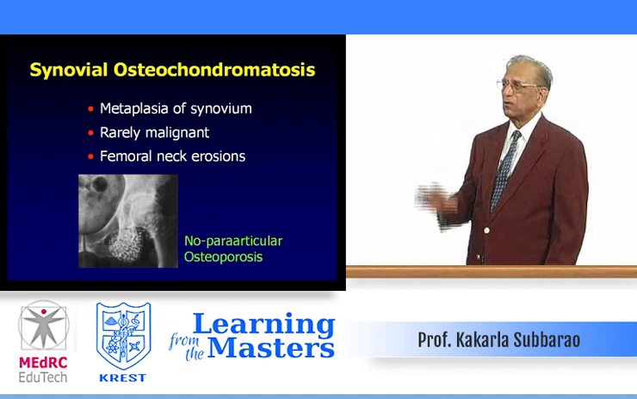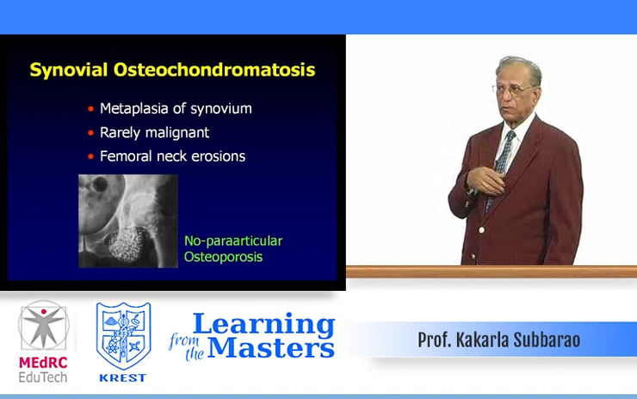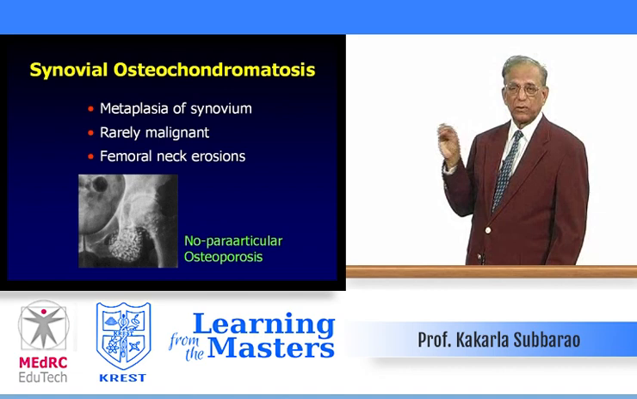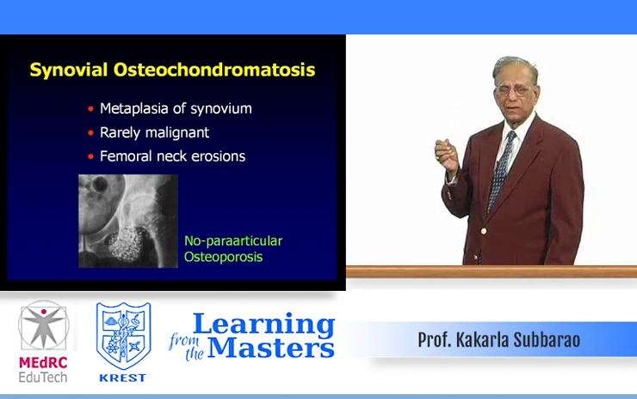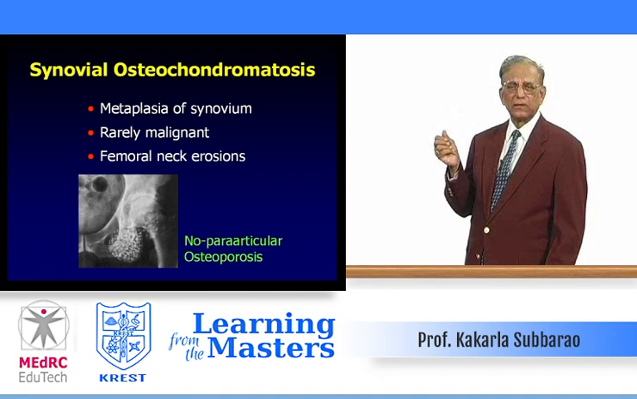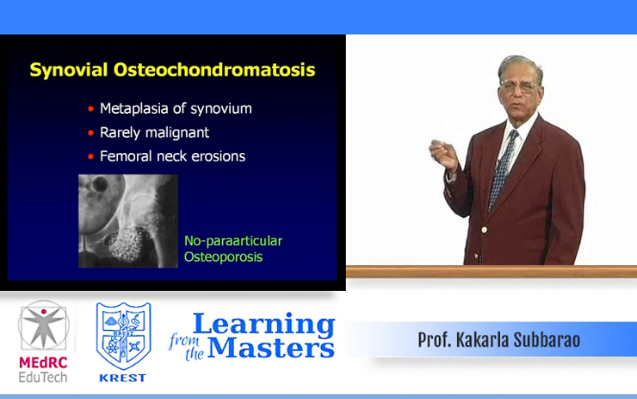Synovial osteochondromatosis, again an idiopathic condition, no para-articular osteoporosis, multiple calcific densities. This is primary synovial osteochondromatosis. Secondary type of synovial osteochondromatosis can also occur in degenerative joint disease or any other joint disease where there are synovial shreds and calcification and loose bodies. Of course, the hip joint is a tight joint, so secondary synovial osteochondromatosis is rather rare. Loose bodies do not occur ordinarily, whereas in the knee it can occur.